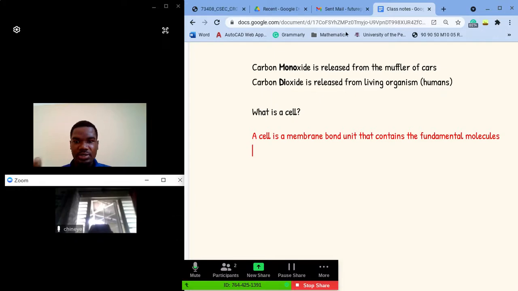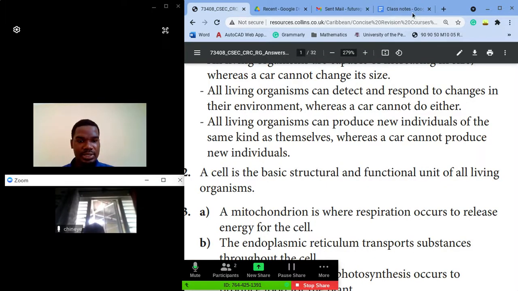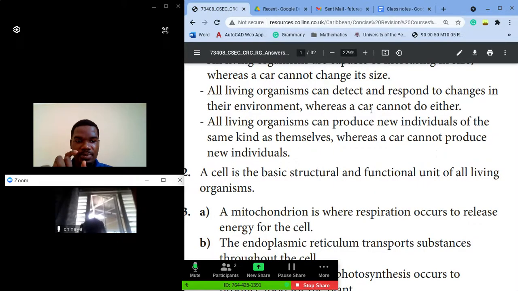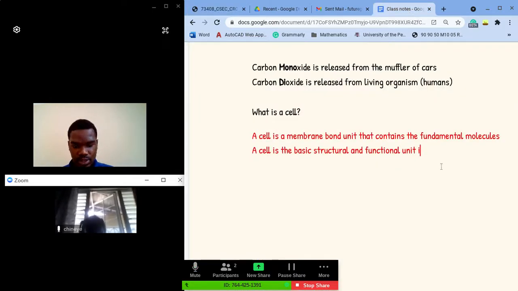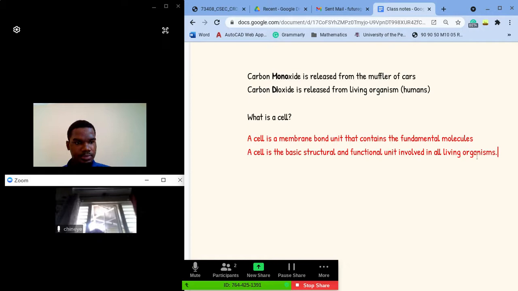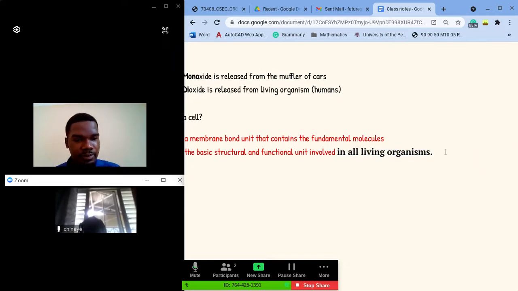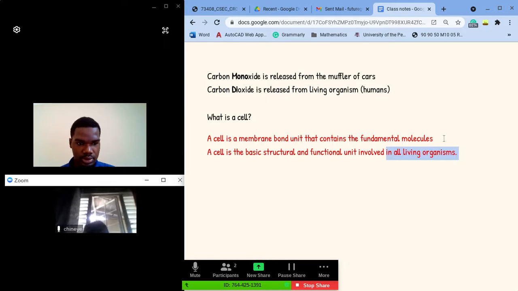So let me write the definition below, just so you can compare. A cell is the basic structural and functional unit. But this is the most important part: you need to tell me that it is involved in all living organisms. And that's why this will be worth 2 marks. Because you left off this part, that would have prevented you from maximizing your full marks in the question. In all living organisms.